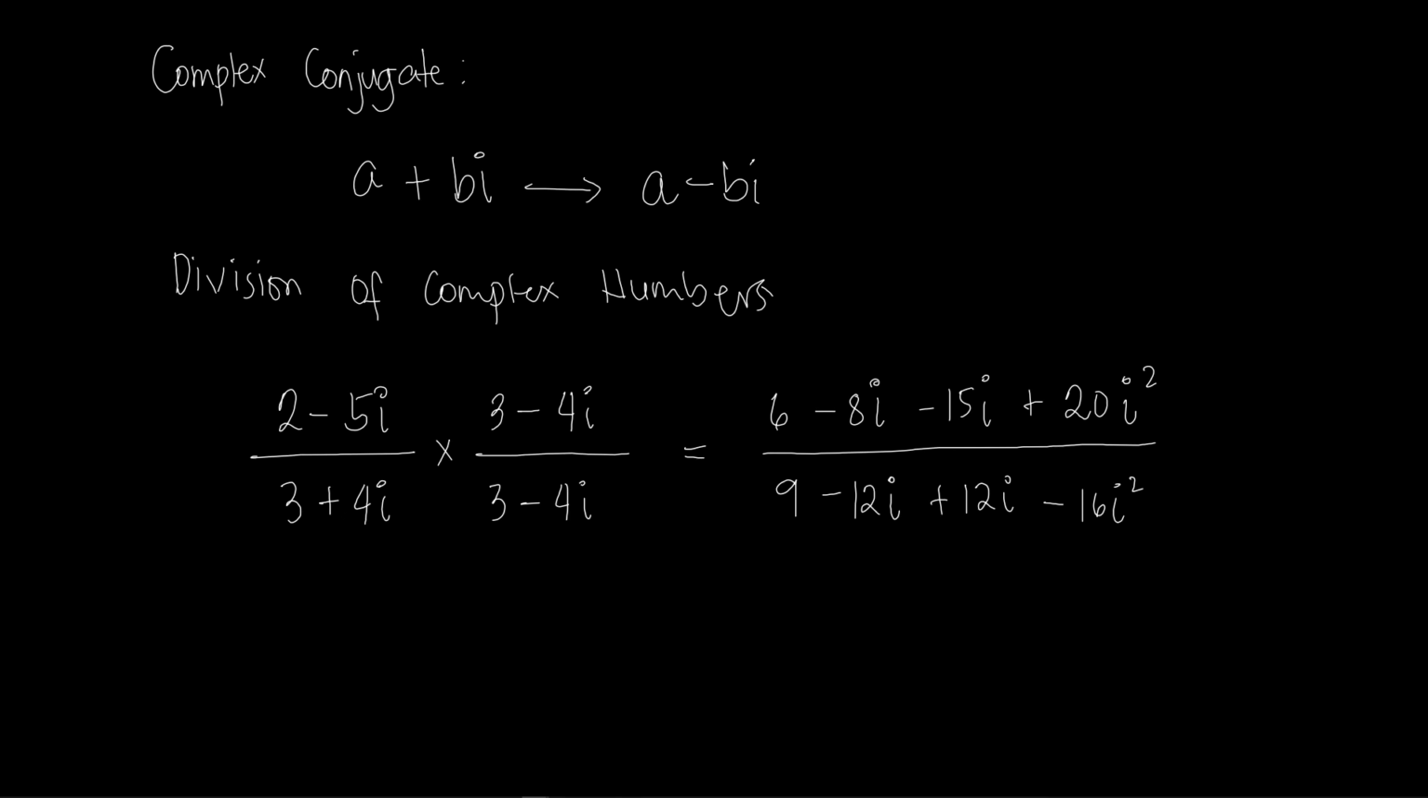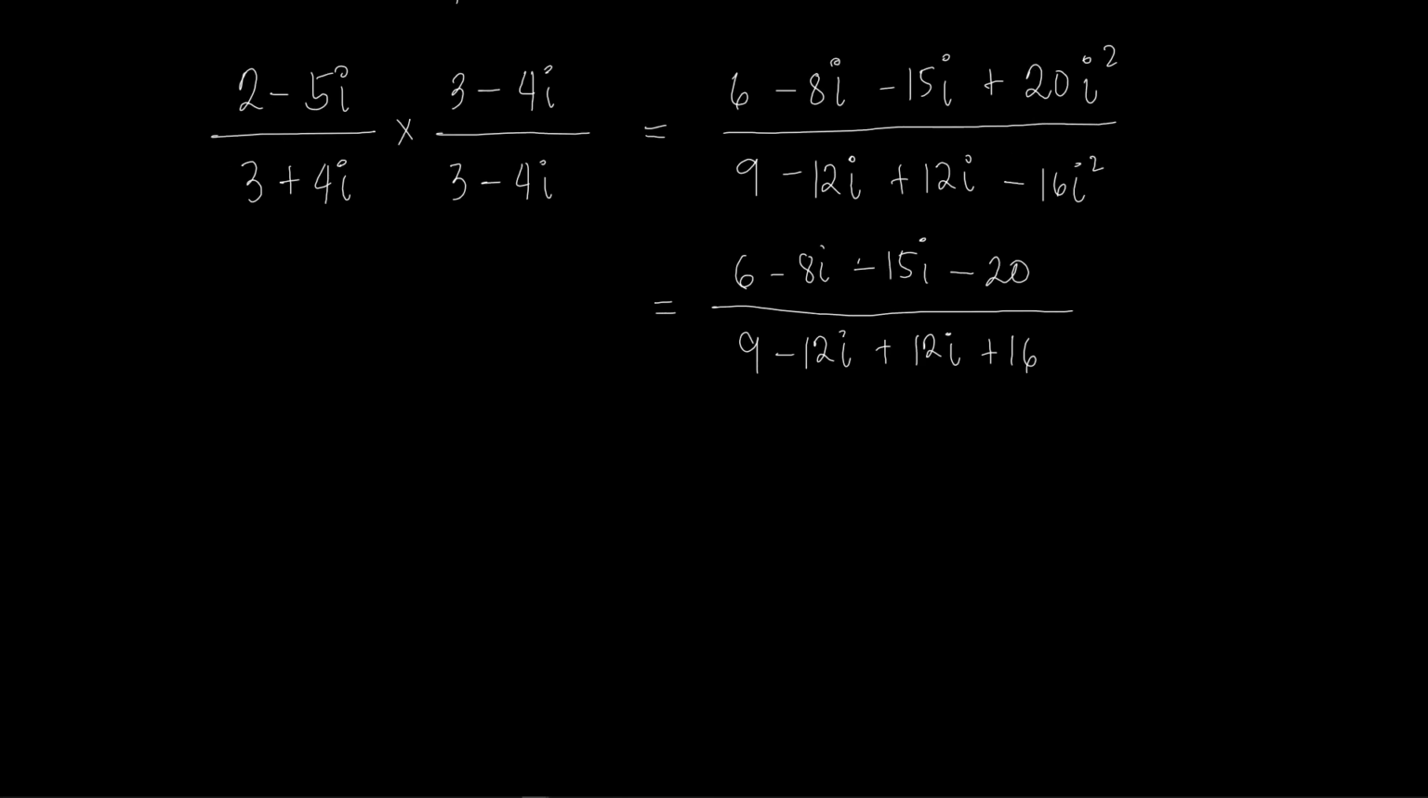Next, i squared is replaced by negative 1. So, we have 6 minus 8i minus 15i, which becomes minus 20, all over 9 minus 12i plus 12i plus 16. Then, combining like terms, 6 minus 20 is negative 14. Negative 8i or negative 15i, that is negative 23i. All over 9 or 16, that is 25. Then 12i and 12i, one is negative and one is positive, so that is 0.